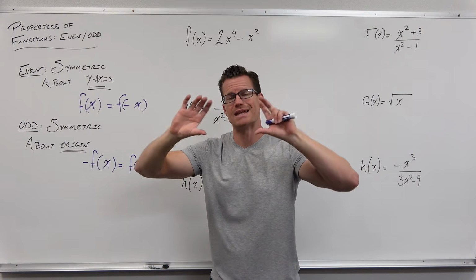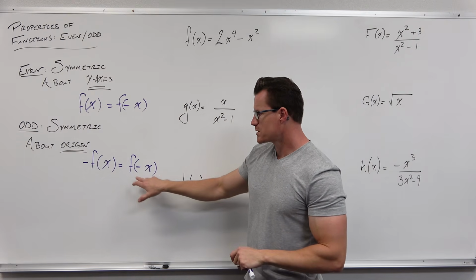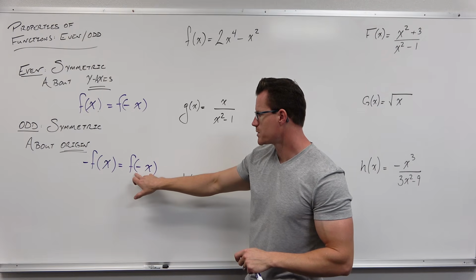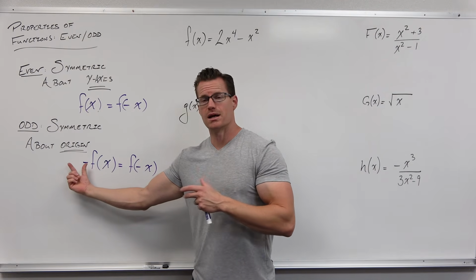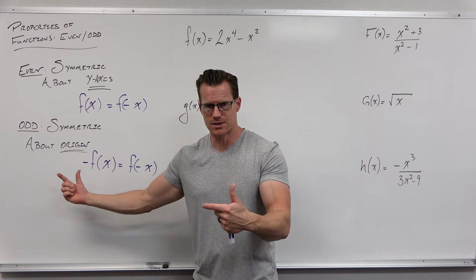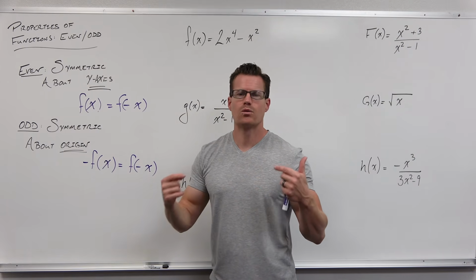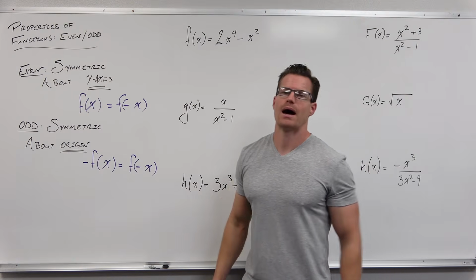It gave you equal outputs. That's even. For odd, we could do the same thing. So if we plug in negative x to our function, and we get out the same thing we started with, but with a negative sign, or every sign is opposite, that would be odd. So in general, we're going to evaluate for negative x and see what happens.